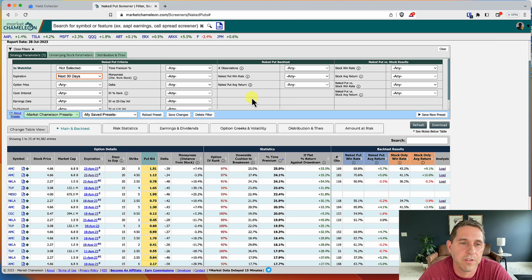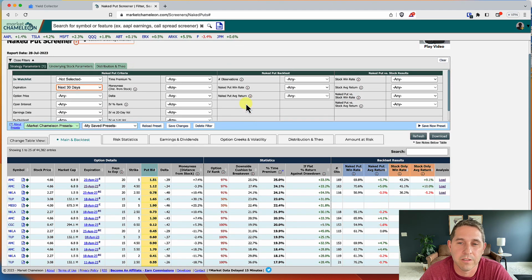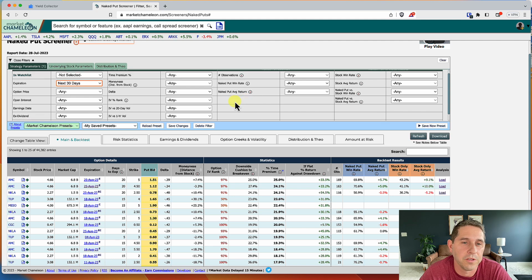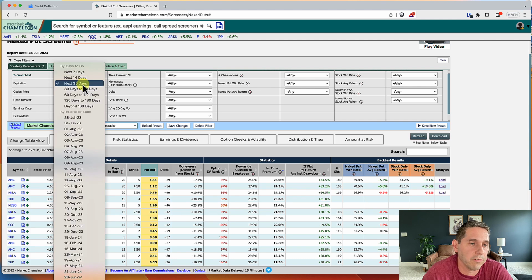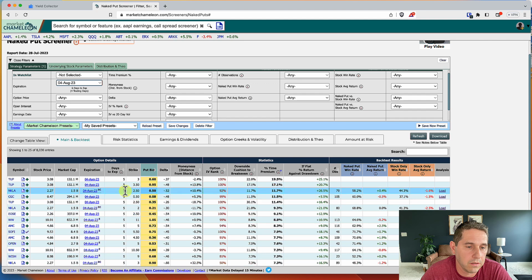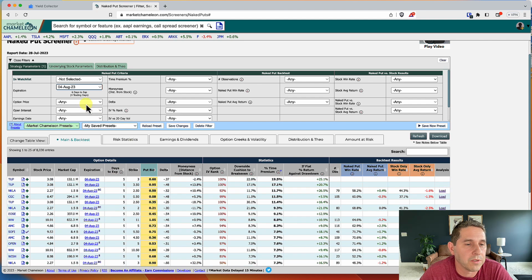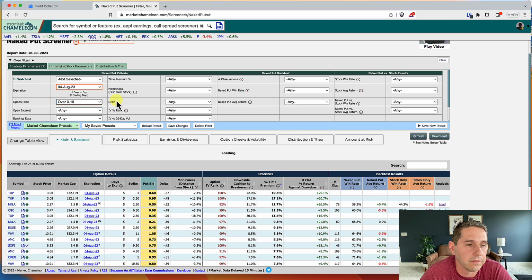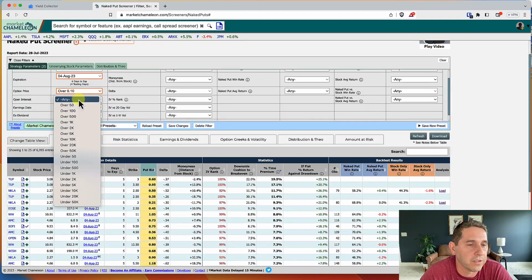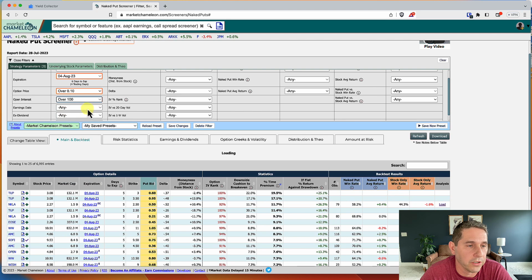Okay, so for this screener, I'm just going to show you the screener I like to use, but you could tweak these to whatever you want, however risky or conservative you want to be with it. So I'm just going to do August 4th for the expiration. This is like a weekly, 5 trading days to expiration from here. So I'm going to do option price over 10, and open interest, I want to make sure it's at least over 100.